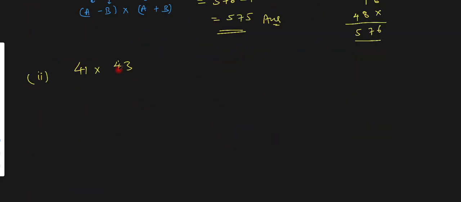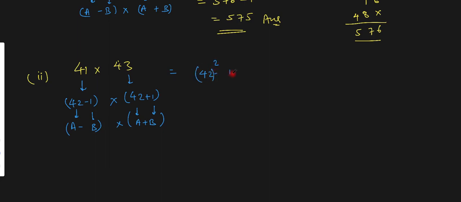Okay, so 41 can be written as 42 minus 1, and 43 can be written as 42 plus 1. Let's say this is a minus b, and let's say this is a plus b. So in place of a I have 42, in place of b I have 1. So I can write it like this: 42 square minus 1 square. The reason is a square minus b square.